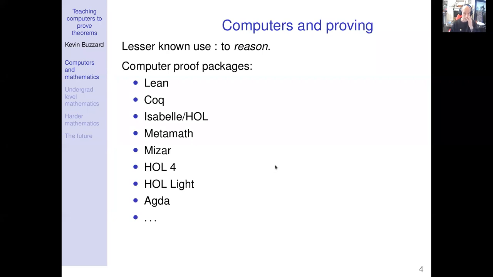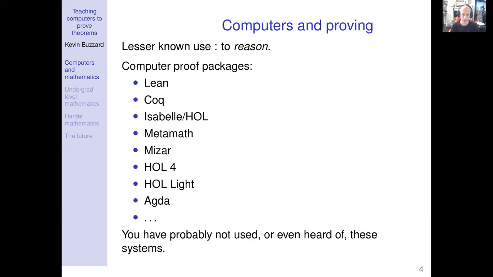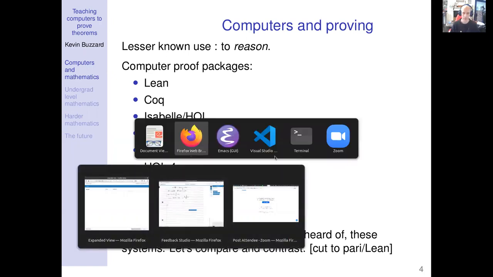Here are some examples, and again there's a list as long as my arm of computer proof systems, like computer algebra systems. Maybe if you have a computer science background, you might well know about some of these or even have used them. But if you're a mathematician, you've probably not used these systems and probably haven't even heard of them. Like me 4 years ago, I hadn't really heard of them. So let me start by explaining the difference between these two systems.